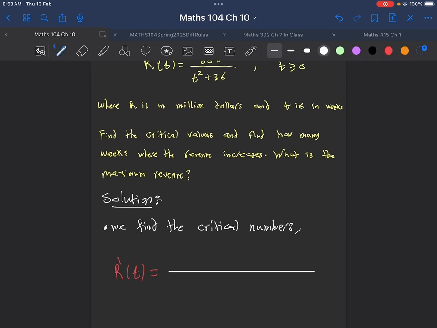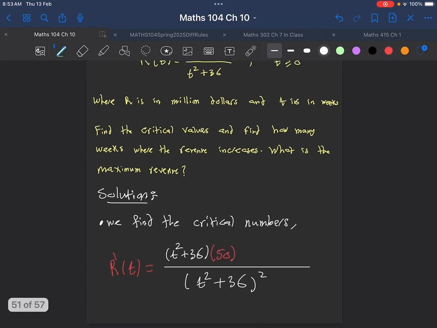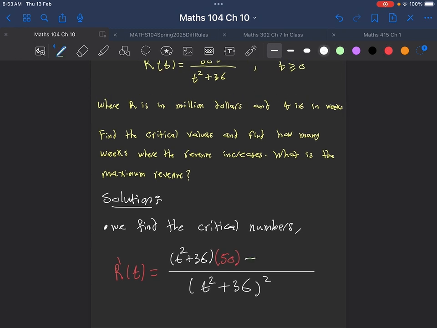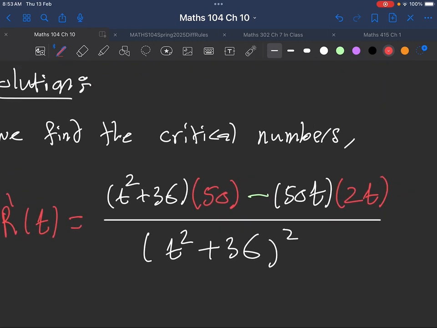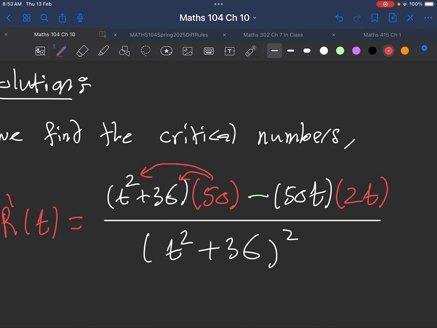So I need just to write denominator squared, t squared plus 36 squared. And then you write it again here, times the derivative of the numerator. What's the derivative of the numerator? It's just 50. Minus, and this is very important, don't mess it up, it's minus the numerator, which is 50t, times the derivative of the denominator, which is just 2t. Now, of course, this one I can simplify a little bit. Take the 50 inside.